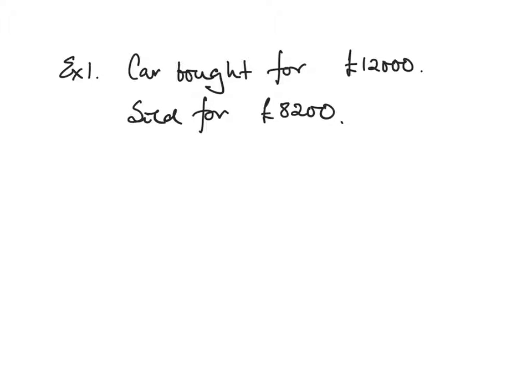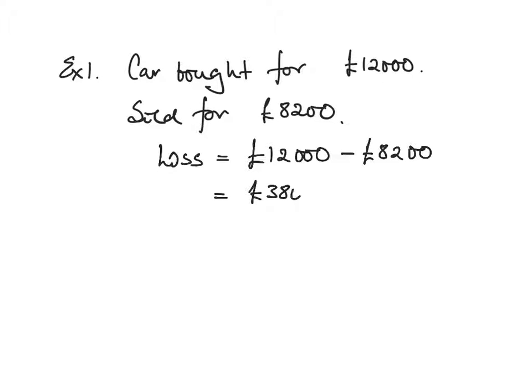Percentage profit and loss. A car is bought for £12,000 and it's sold sometime later for £8,200. A loss has been made, so if we subtract the selling price from the buying price, we end up with the value £3,800. That's the loss in pounds.